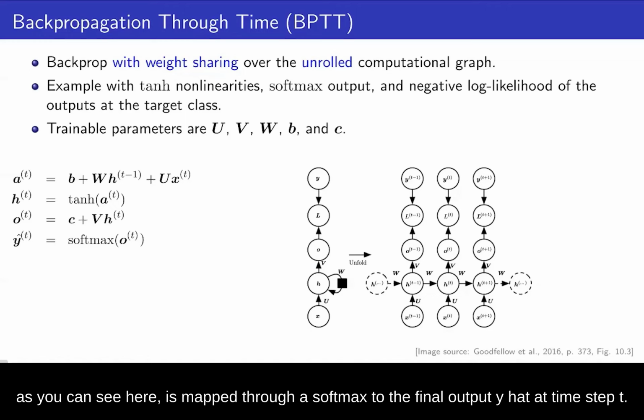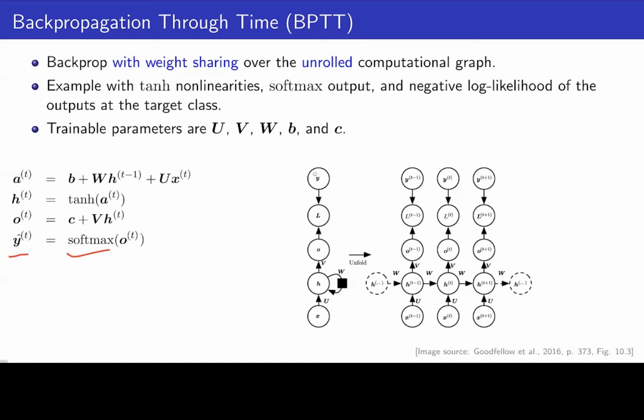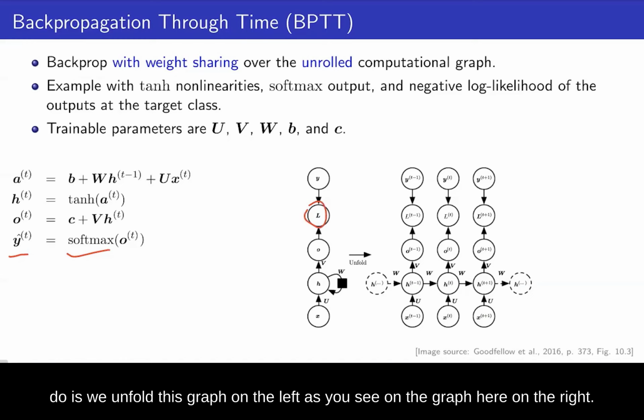And the output, as you can see here, is mapped through a softmax to the final output Y hat at time step t. So this thing goes into a loss function L together with the correct labels Y in order to compute this loss here. Okay, so in order to apply backprop now, what we do is we unfold this graph on the left as you see on the graph here on the right.